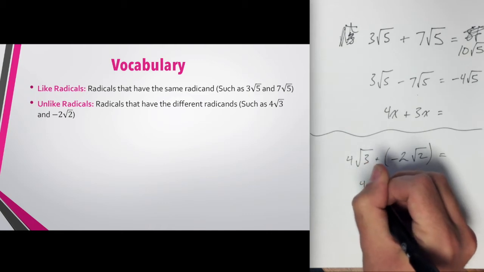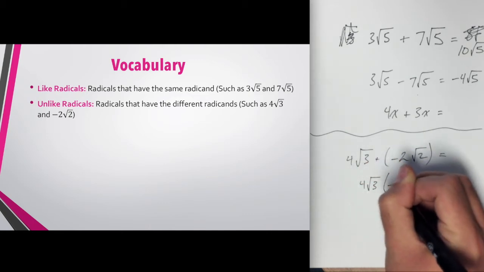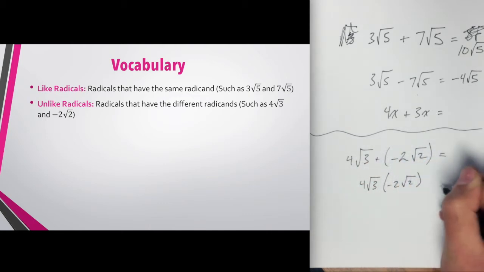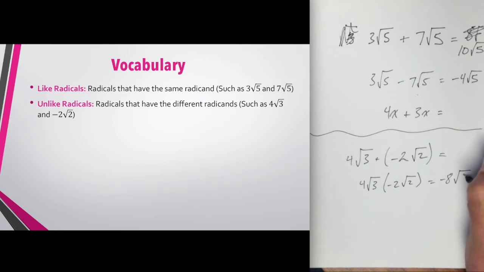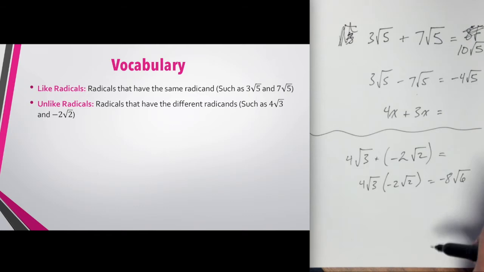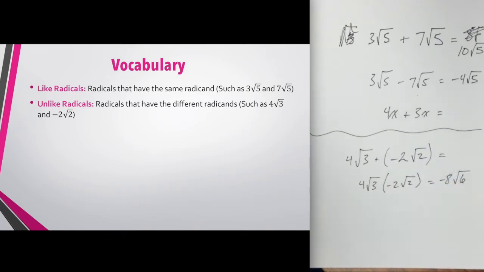However, just as a side note, I could multiply them, which we've already learned about. 4 times negative 2 would make negative 8. 3 times 2 would make the square root of 6. So that would work, but you just can't add or subtract unlike radicals.